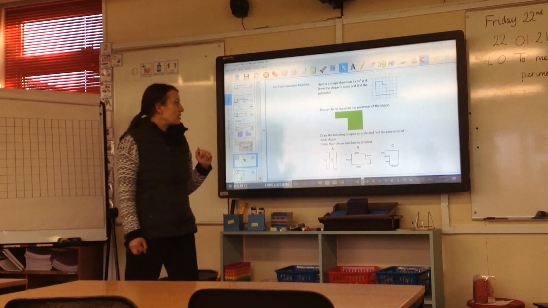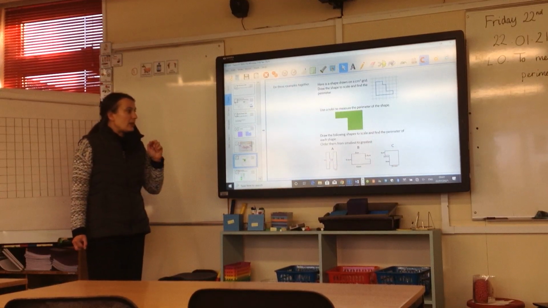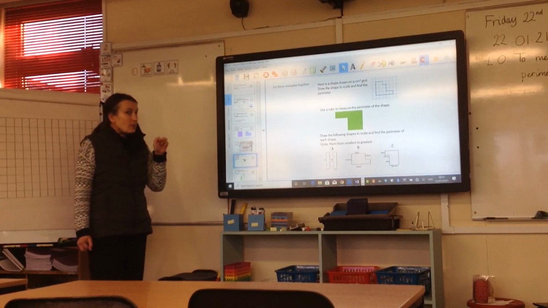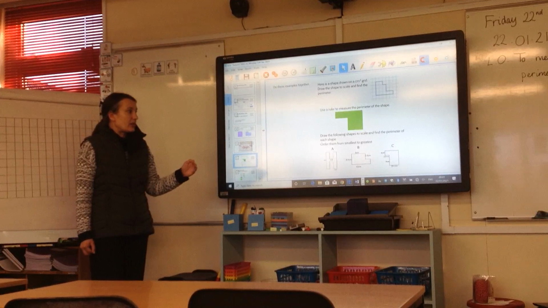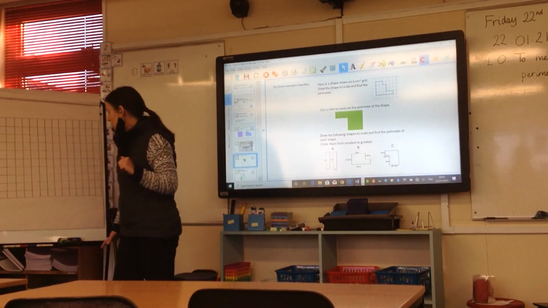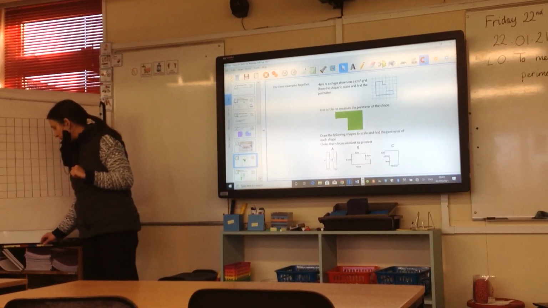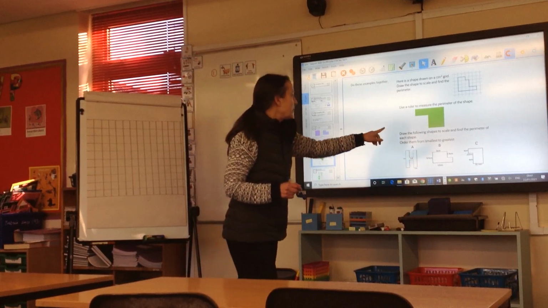For this activity, you have to draw the shapes, add up all the perimeters, and then put them in order from the smallest to the largest. I'm going to demonstrate how to draw a shape on the board here. So I've got my pen. We're going to have a go at shape B.